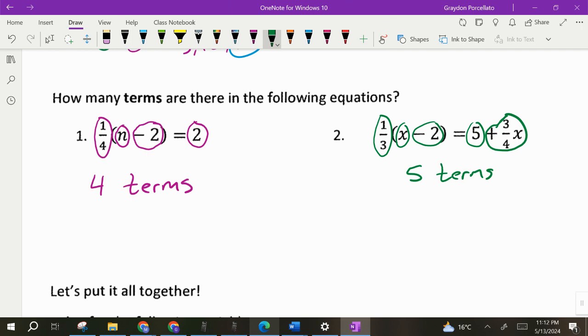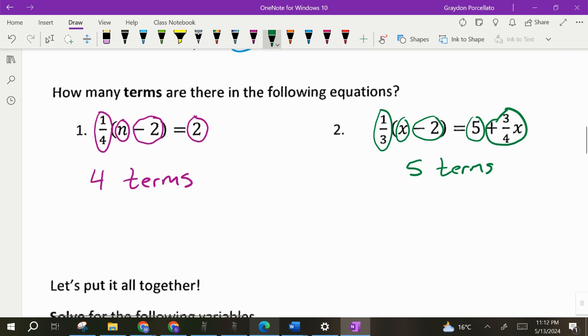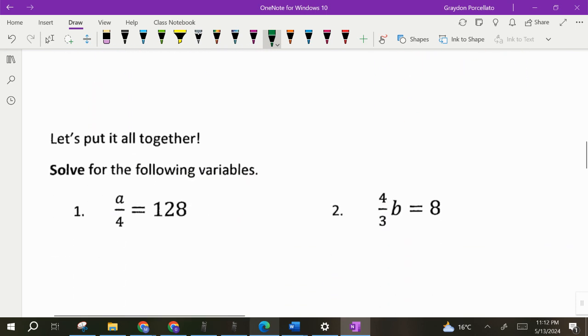Okay. And when we move forward here in just a moment, we're going to see that when we talk about a common denominator, we want every single one of our terms to have the same denominator. Okay? We'll talk about that in a minute, but those are kind of individual terms there. All right. Continuing. Let's put it all together.